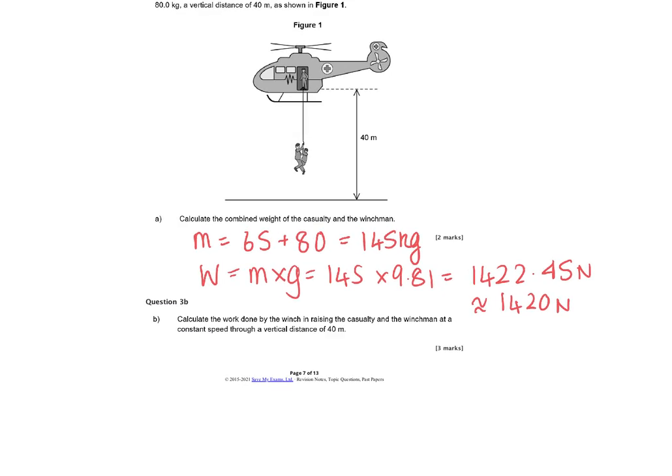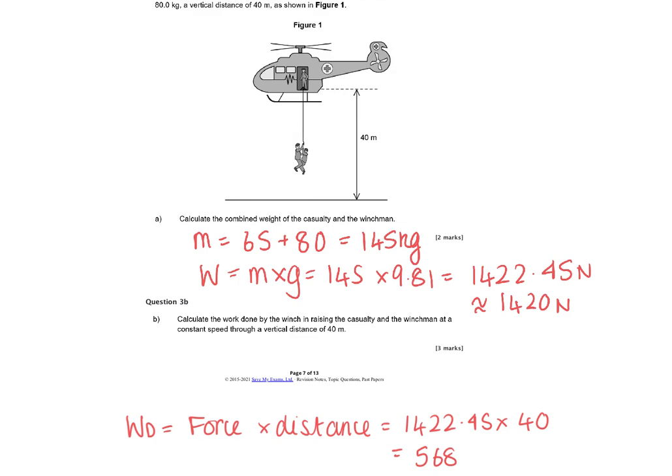Part 3B, calculate the work done. Move it up so we've got some space. For work done, we're just going to use force times distance. So we're going to take our answer from before, 1422.45, and times it by the 40 meters that it travels up, and you should get 56898 joules. So that's roughly 56900 joules.